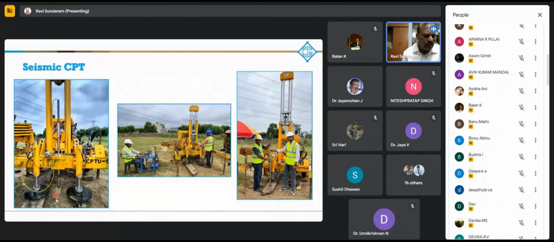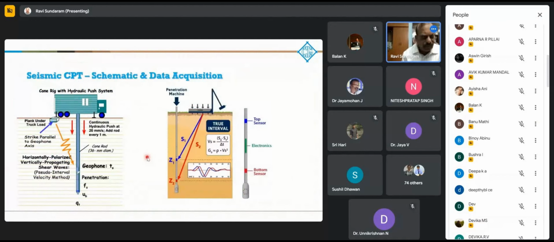Now I'll come to the seismic CPT. The equipment is basically the same. The only thing is that there is a seismic sensor attached above the cone. And this is the data acquisition in progress. So this is what we do.